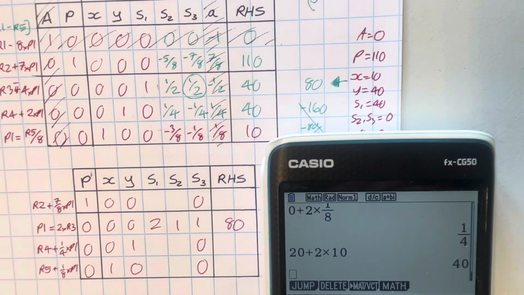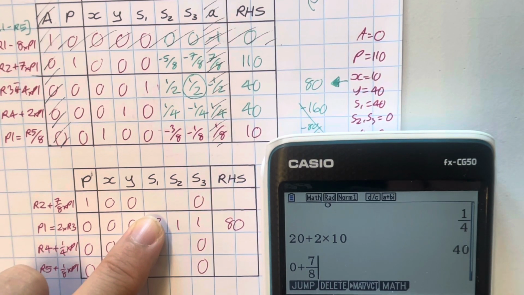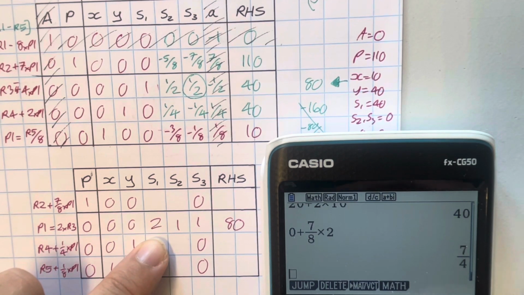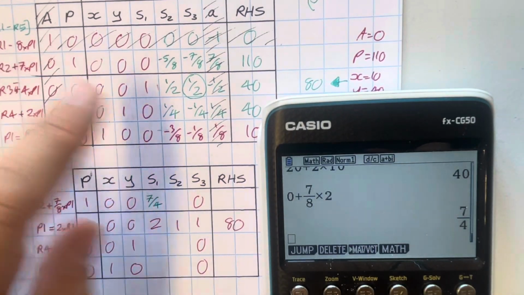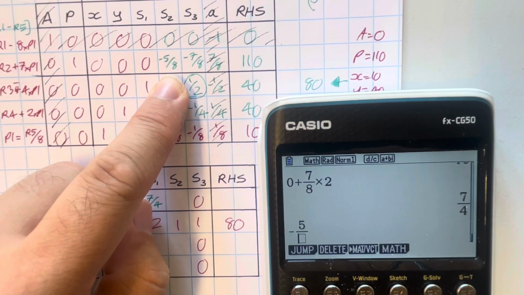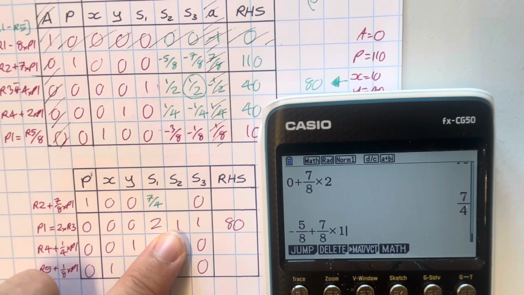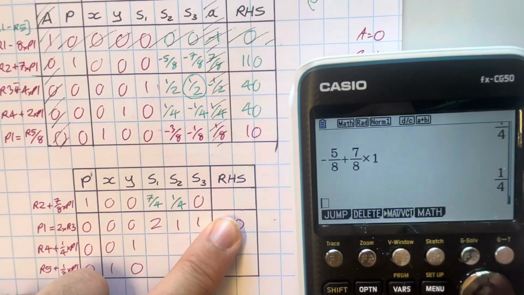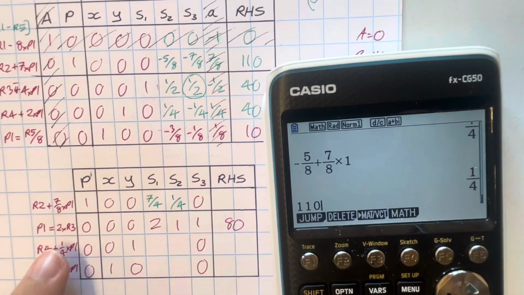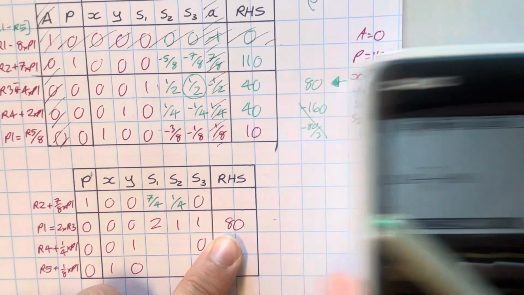Right. So row 2, so that was a 0, and I'm going to add 7/8 multiplied by the pivot, which is the number 2, so that is 7/4. We've got minus 5/8 plus 7/8 times by the pivot entry, which is the number 1, so that's a quarter. And then this entry here, it was 110, and we're going to add 7/8 multiplied by the pivot entry, which is 80, so it's 180.